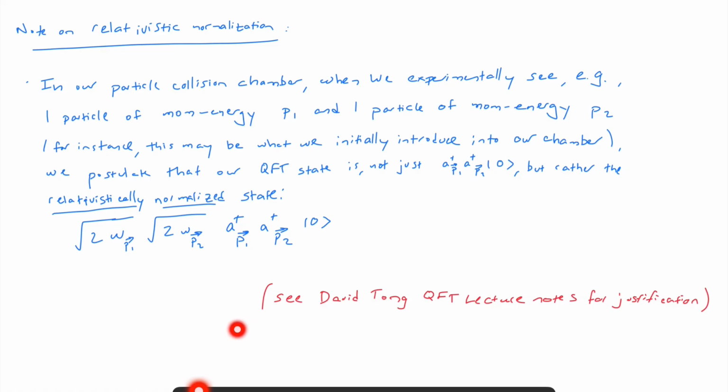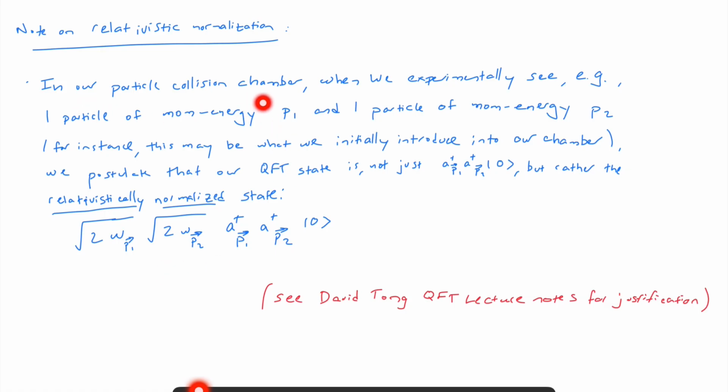We haven't talked that much about special relativity. We did in, I think, the second or third lecture. But in order to be consistent with something called relativistic normalization, we need to make a slight adjustment to what you would think our initial states would be. You can see David Tong's QFT lectures for a little more justification on this. Basically, this is what we're going to do throughout this lecture series, just to be consistent. It's a little bit annoying, but it's not a huge adjustment.